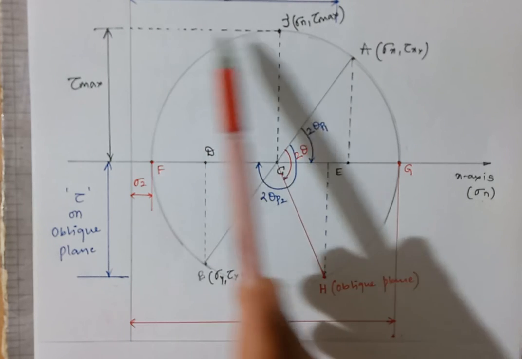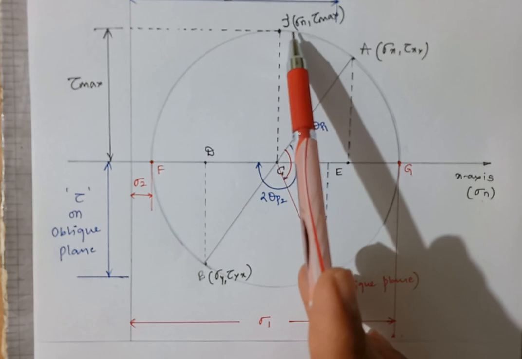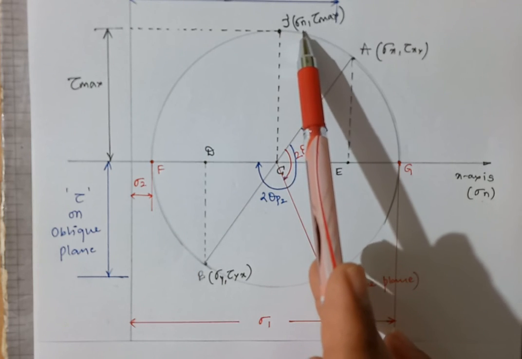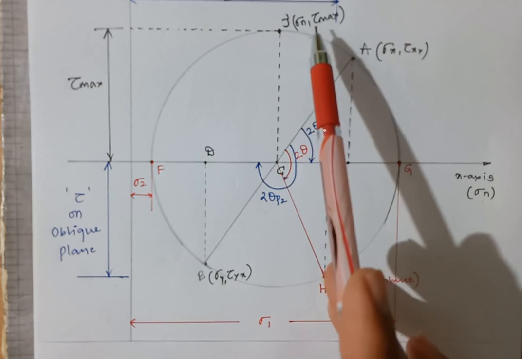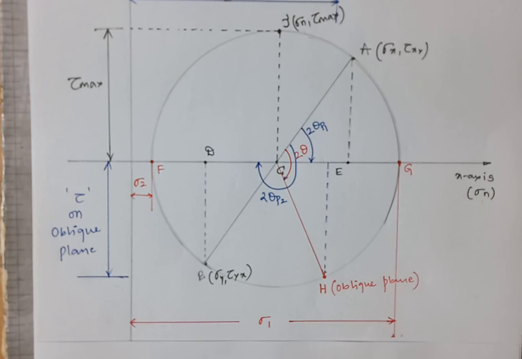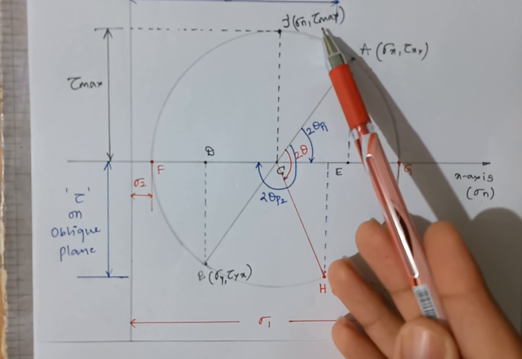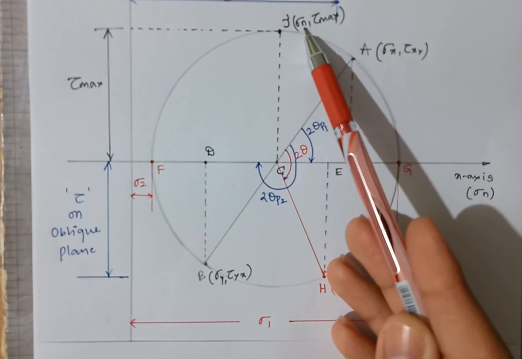This is sigma n, right? So this dotted line, I am interested to find out the normal stress on the shear plane, on the plane for which shear stress is maximum. I repeat, I am interested to find out the normal stress on a plane where shear stress is maximum. So that plane is J. So on this plane normal stress is sigma n.